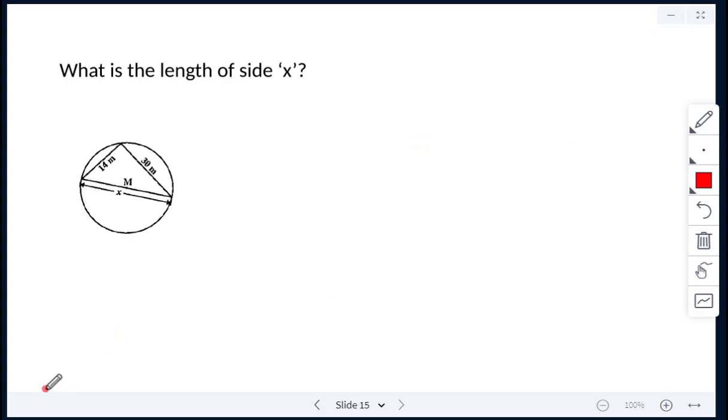So in this example, M is representing the center of the circle, and this line, which is going from one endpoint through the center to the other endpoint, because it's going through the center, that's the diameter. Because it's the diameter, this inscribed angle will therefore be 90 degrees, making it a right-angled triangle. So, because it's a right-angled triangle, and we have two sides here, we can use the Pythagorean theorem. So we're going to use the Pythagorean theorem to figure out that missing side.